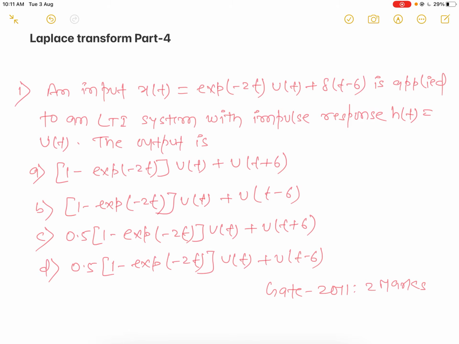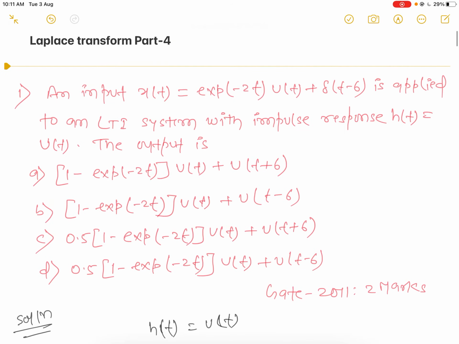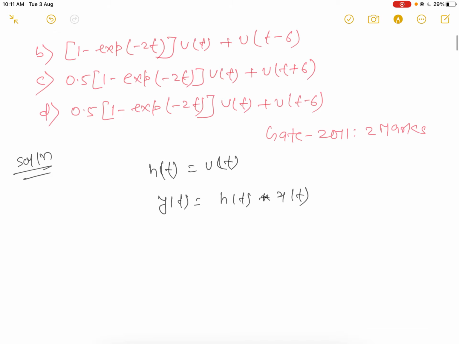An input x(t) is equal to e to the power minus 2t u(t) plus delta(t minus 6) is applied to an LTI system with impulse response h(t) is equal to u(t). The output is... h(t) is given. The impulse response of the system is given, and when applying the input x(t), they are asking about y(t). So y(t) will be h(t) convolution x(t).